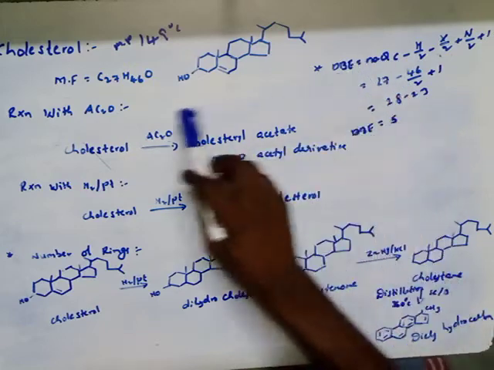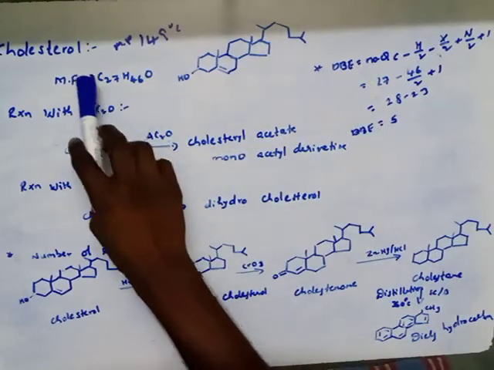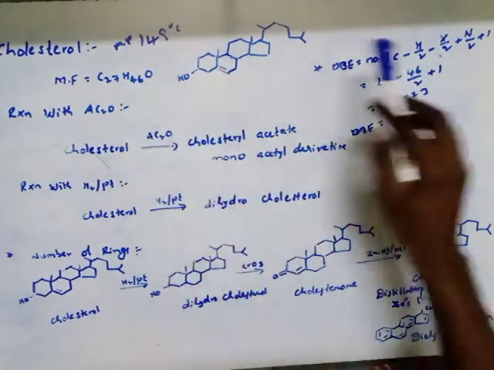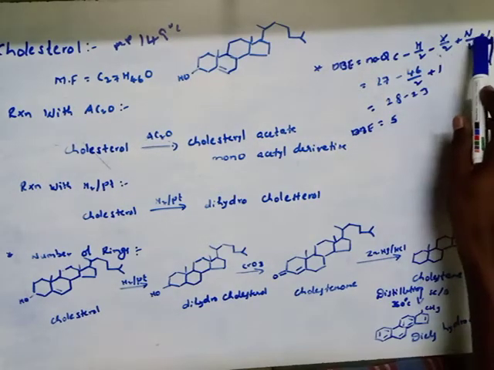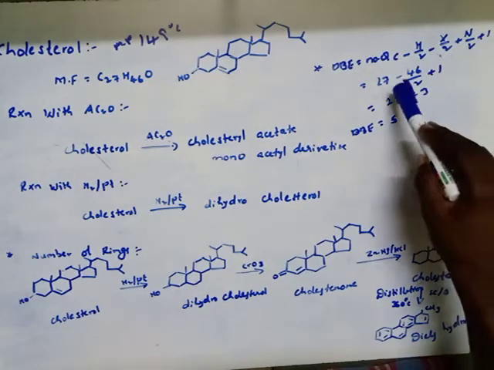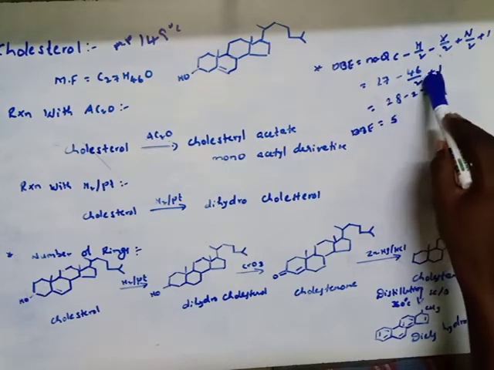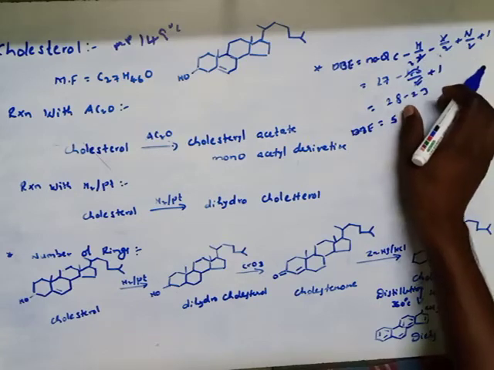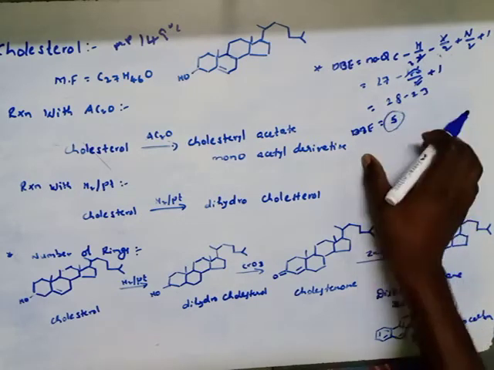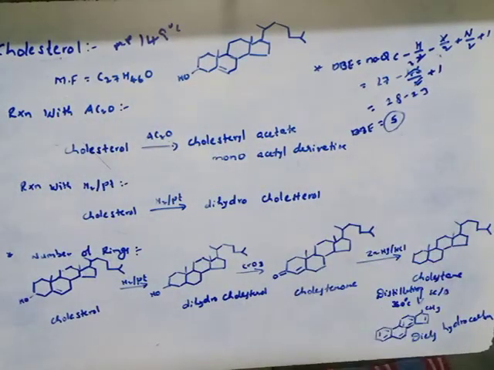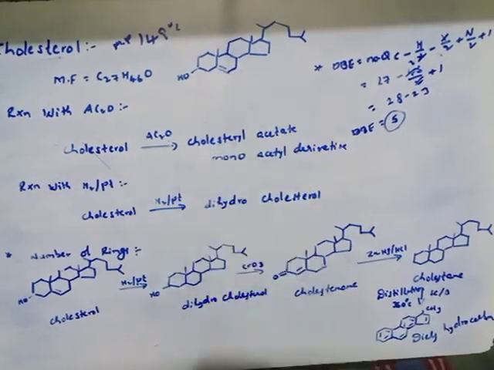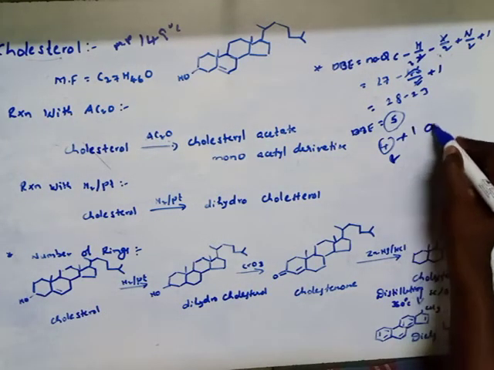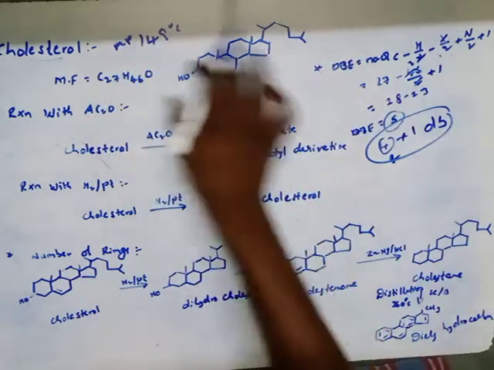How many carbon atoms are there in cholesterol? There are 27 carbon atoms. Here, 27 minus the number of hydrogens, 46, divided by 2. There is no halogen and no nitrogen, plus 1 at the end. Here 27 plus 1 is 28, and cancelling, 28 minus 23 equals 5. The double bond equivalence for cholesterol is 5. That means there are 4 rings and one double bond. So cholesterol contains 4 rings and one double bond. This is the double bond equivalence for cholesterol.